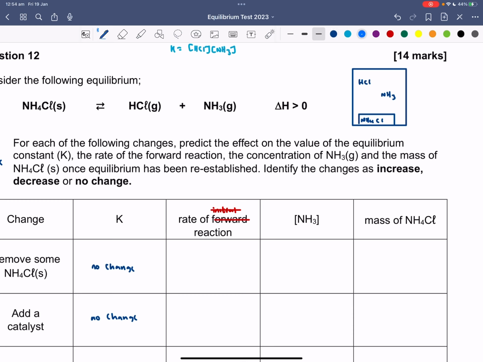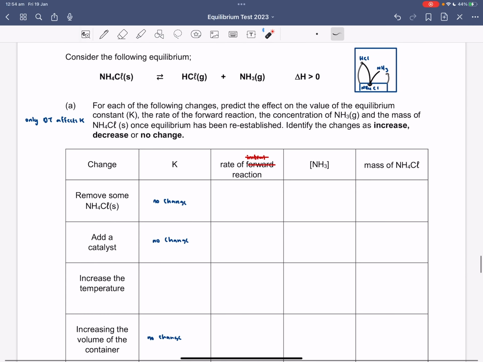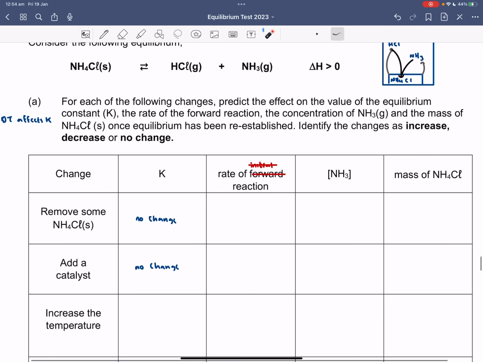And when it reaches equilibrium, it simply means that the rate at which the NH4Cl decomposes into HCl and NH3 is equal to the rate at which the HCl and the NH3 return back and become NH4Cl. So if you remove some of this solid, it will not change the concentration of NH4Cl. It will not change the rate at which the NH4Cl decomposes or the rate at which it's resynthesized. So the removing of NH4Cl solid has no effect again on the position of equilibrium.